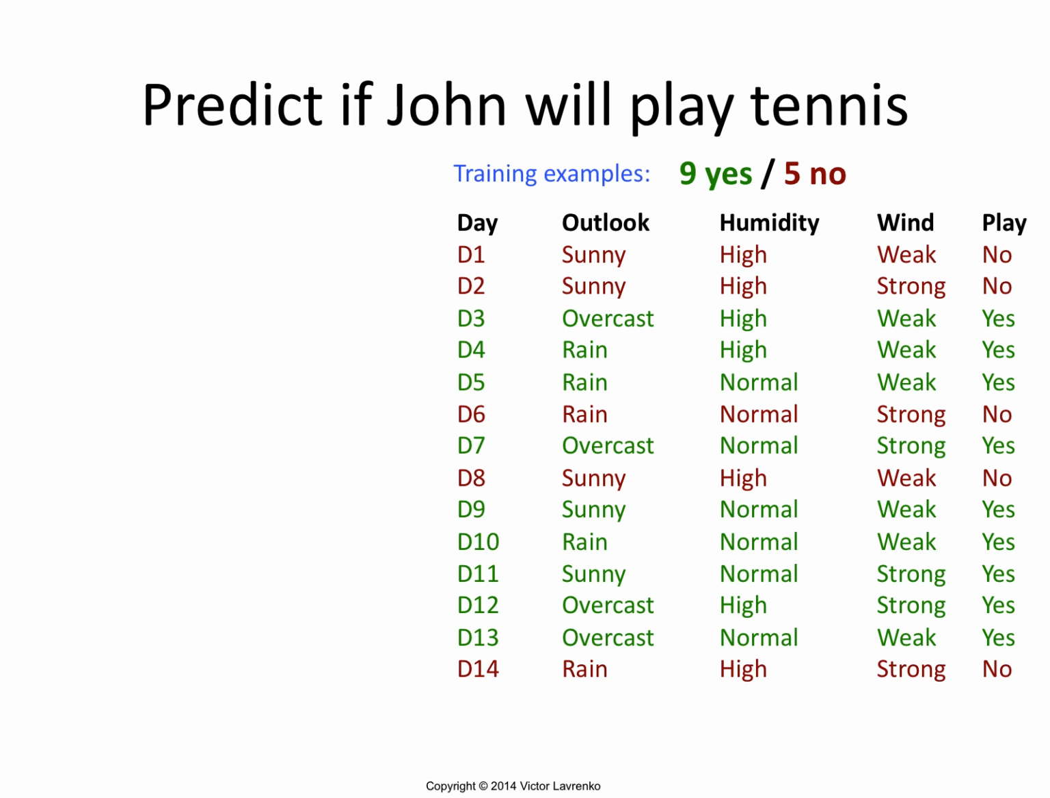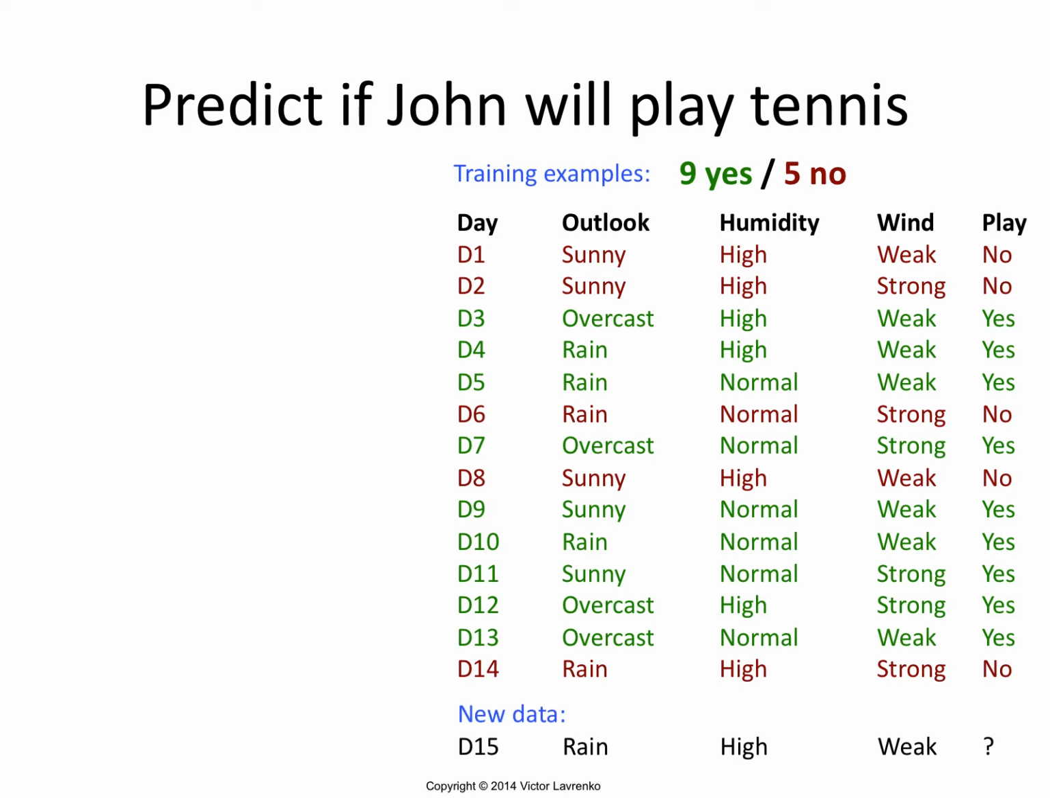The things that we observed are whether he played or not, and we also looked at the weather. Was it sunny or was it rainy? Was it humid? Was it windy? We suspect that those attributes have some influence on whether John decides to play tennis on a given day. So we want to look at these training examples and somehow learn from them whether John is going to play tennis or not.